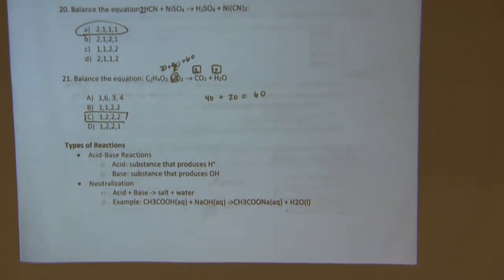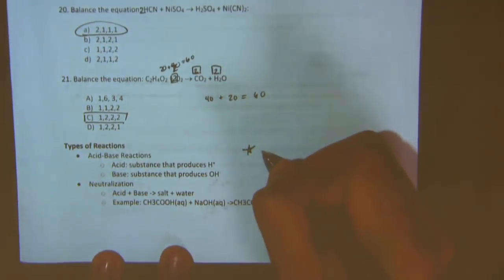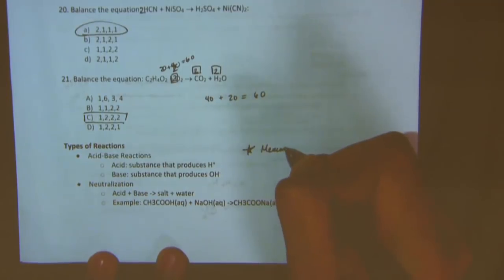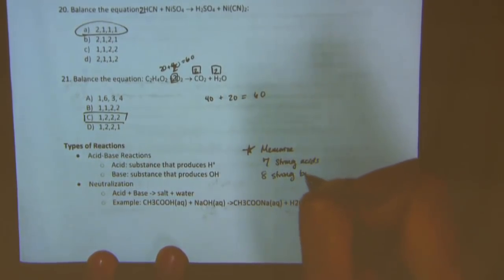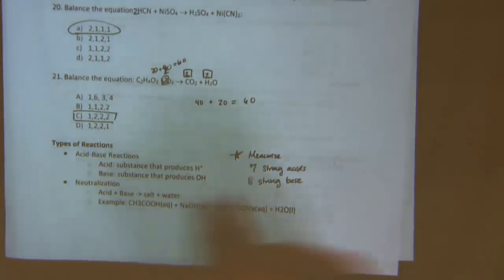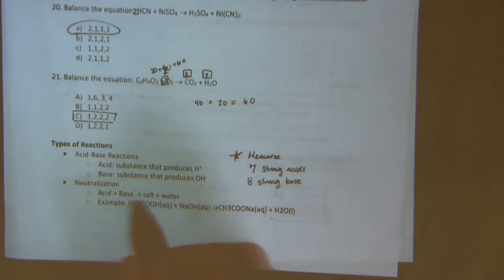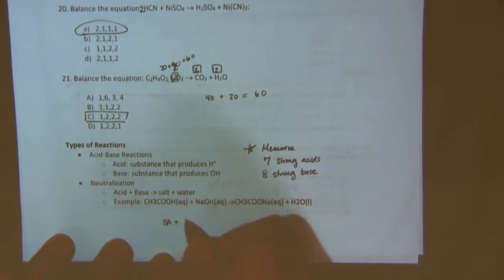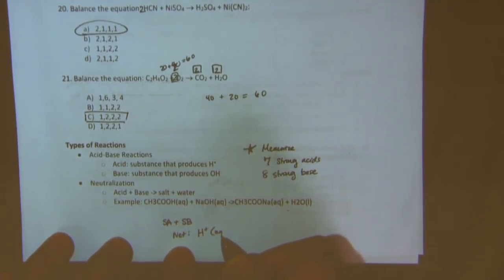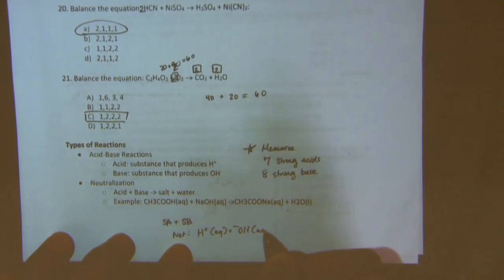Types of reactions, we have acid-base reactions, and the acid is the one that produces the hydrogen, and the base is the one that produces the OH. I would have your strong acids and your strong bases memorized. And a neutralization reaction is one in which we have a strong acid and strong base reacting to produce salts and just water. And whenever we have a strong acid and strong base, the net ionic equation is going to be just a proton and a hydroxide forming water.